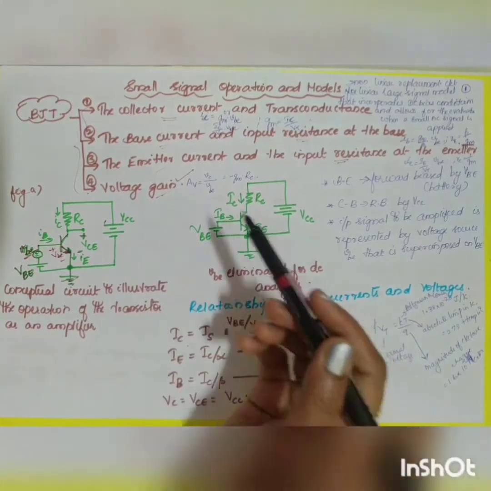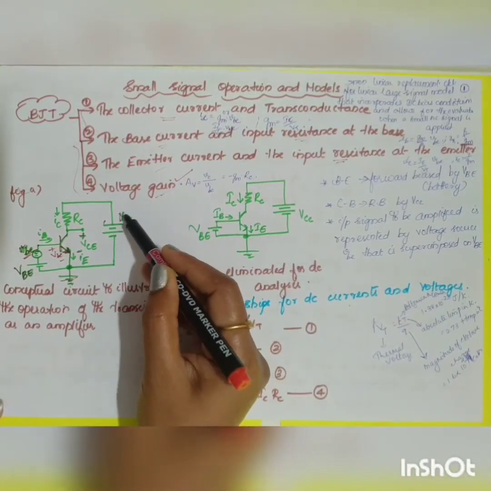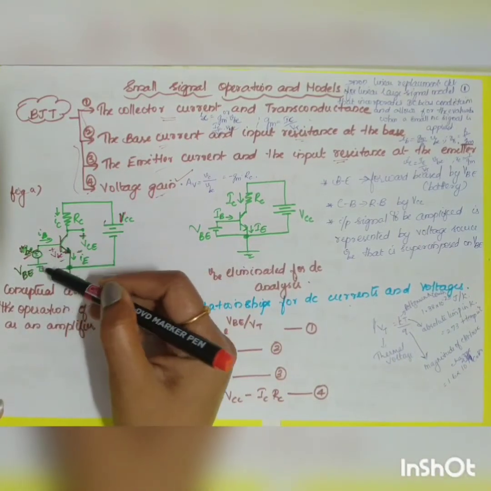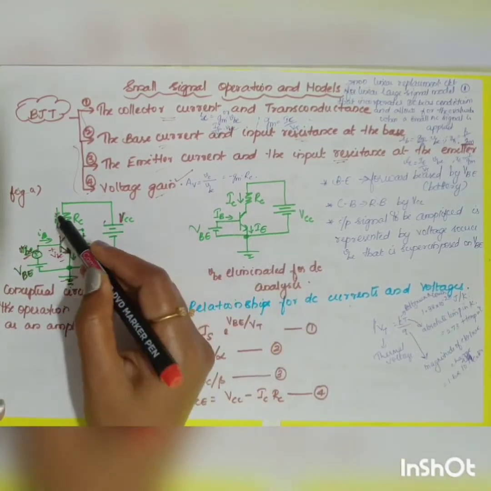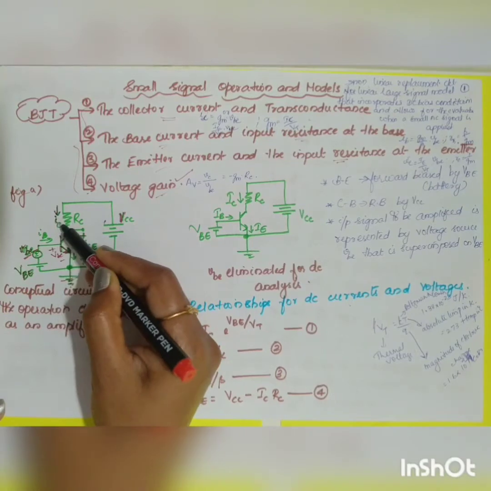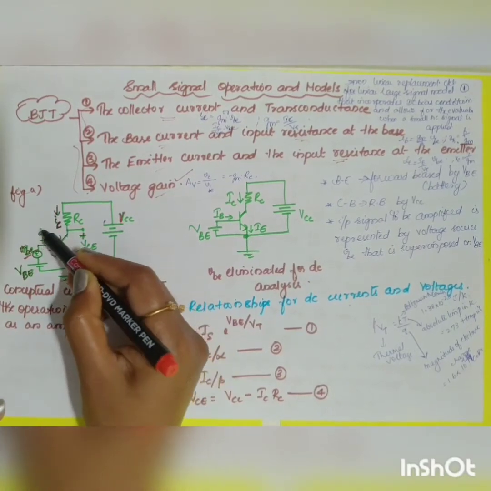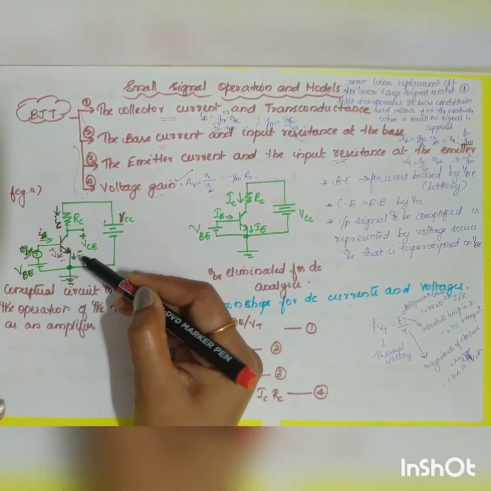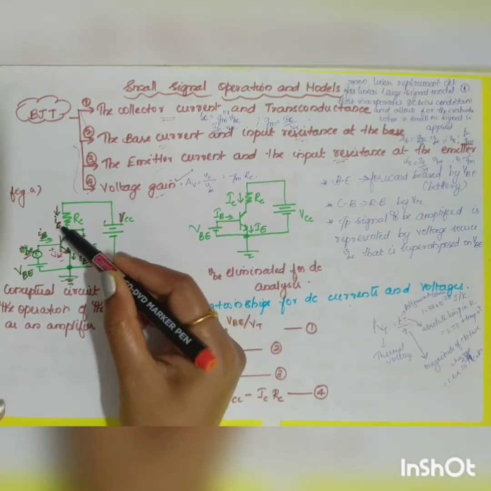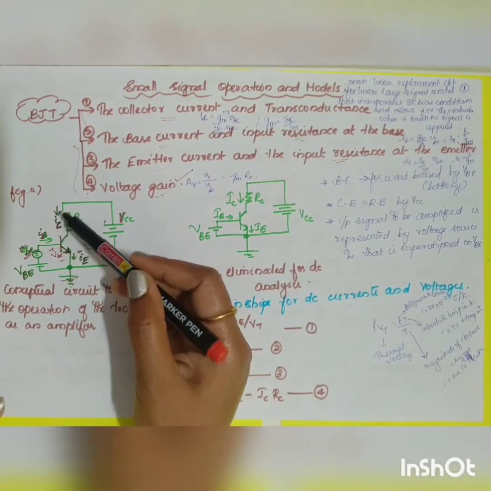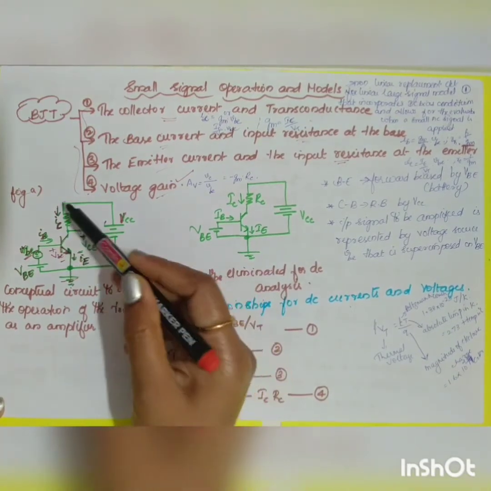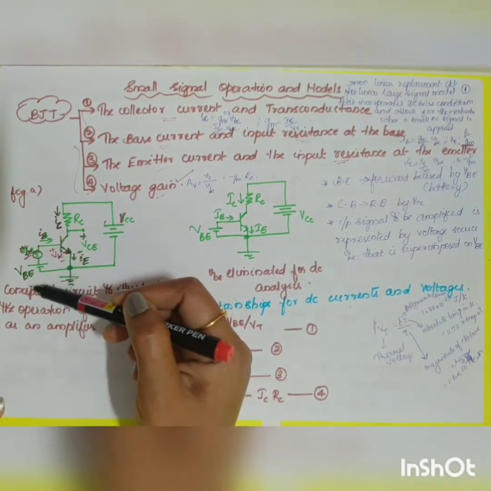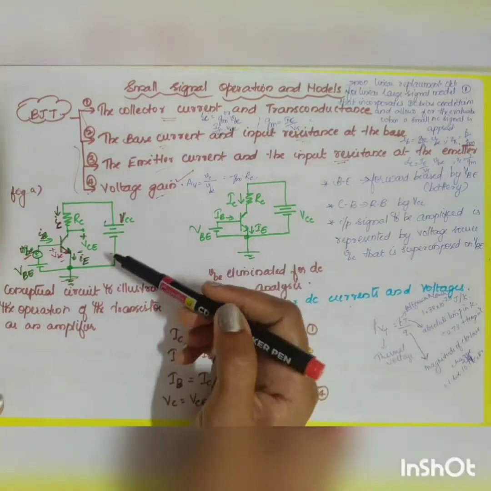Here in this analysis, capital letters signify the DC value and small letters signify the AC value, or small signal value. So this is your collector current small ic, this is capital IC, this is capital IB, and this is capital IE. What is this? This is the total collector current, this is your total base current, and this is your total emitter current in the presence of your AC along with that of your DC signal.